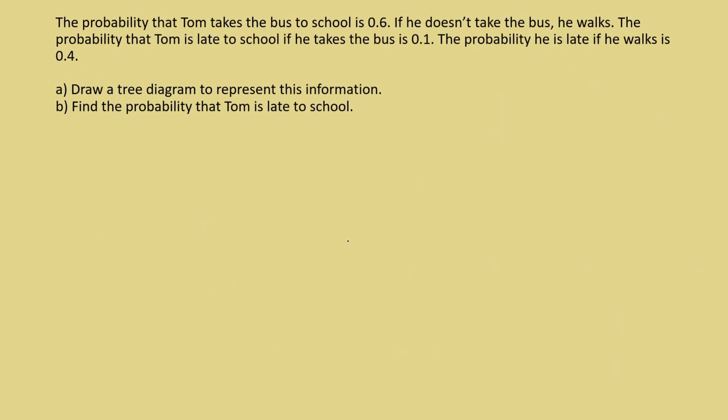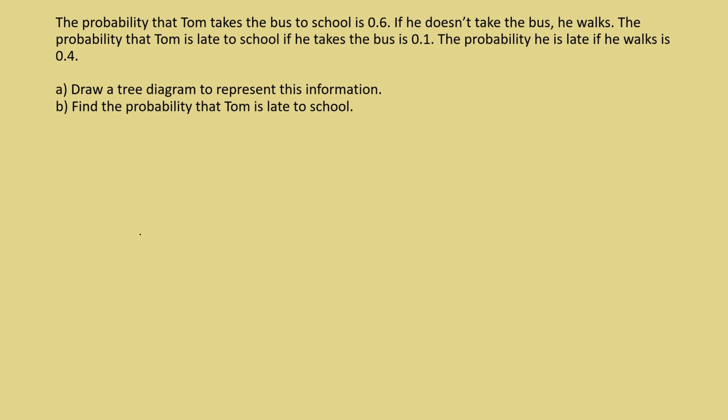Now let's move on to the second question. So this exercise reads, the probability that Tom takes the bus to school is 0.6. If he doesn't take the bus, he walks. The probability that Tom is late to school if he takes the bus is 0.1. The probability he is late if he walks is 0.4. So again, draw a tree diagram to represent this information. Okay.